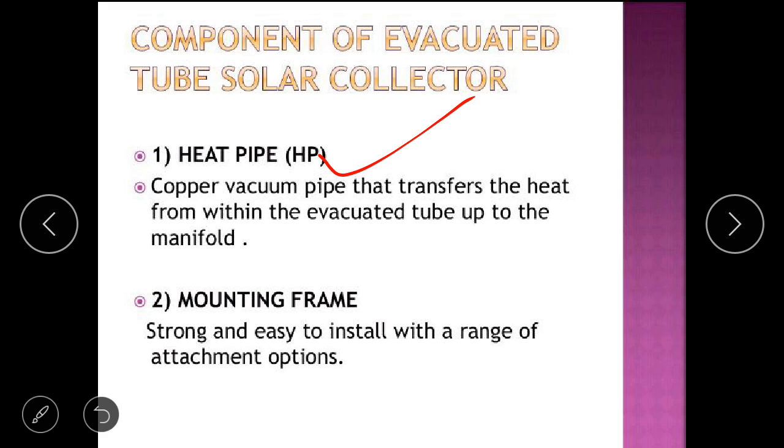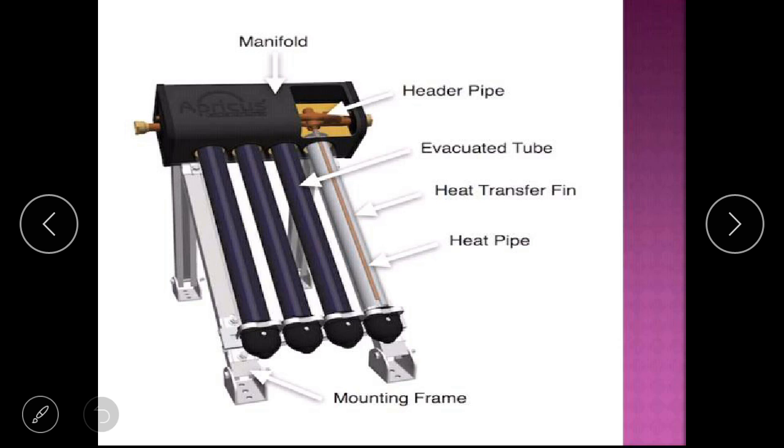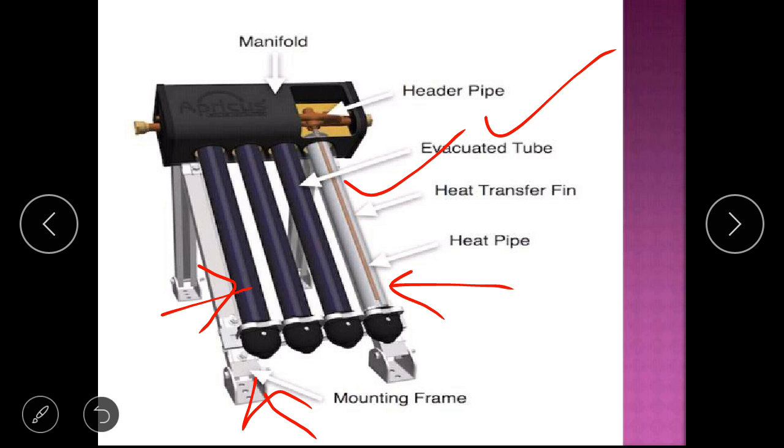Okay. Now, what are the components? Components are the heat pipe and the mounting frame, which is used for strong installation. Next component of the evacuated solar tube collector is the manifold and insulation. What is a manifold? An insulated box containing the copper header pipe. So that is a cross section, that is your tube. And that is a mounting frame, which is generally made from iron, and that is the heat pipe, that is the evacuated tube, that is the heat transfer fin, and that is the heat pipe.